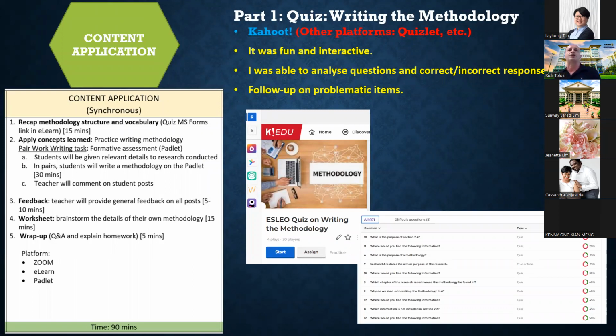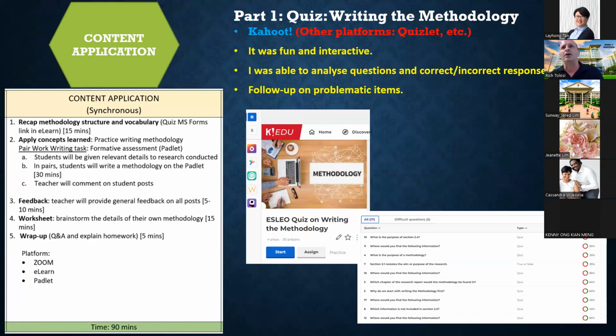So I did a short quiz using Kahoot. I used this because it was something fun and interactive. I was able to look at their responses, be able to gauge which questions students had problems with, and then be able to, on the spot, address those particular concerns or clarify things that they didn't understand correctly. Now, I use Kahoot.